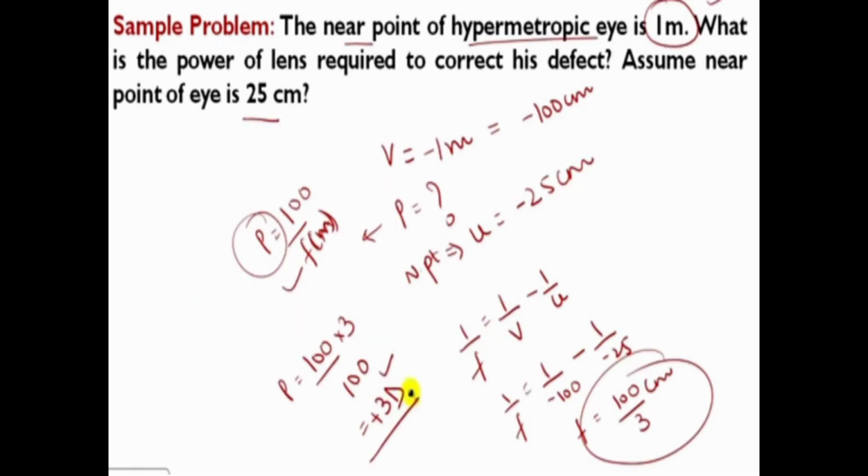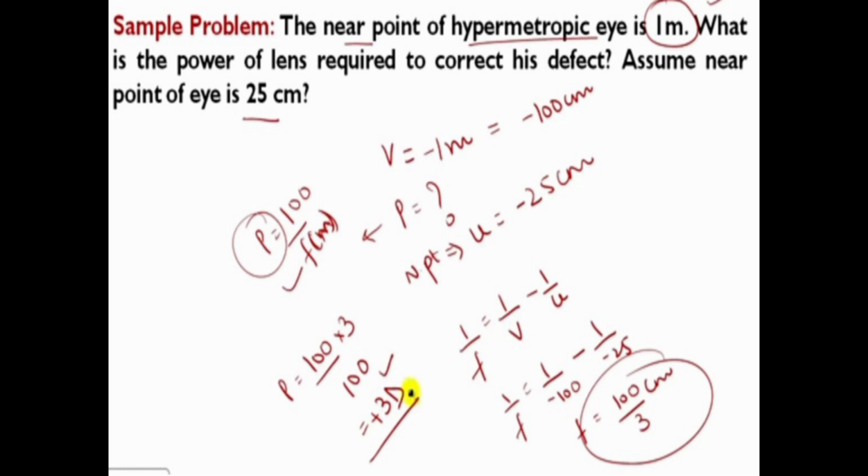Now another numerical is, the near point of a hypermetropic eye is 1 meter. Now there comes the case of hypermetropia. What is the power of lens required to correct his defect? Assume the near point of the eye is 25 centimeter. Near point we have to assume as 25 centimeter.